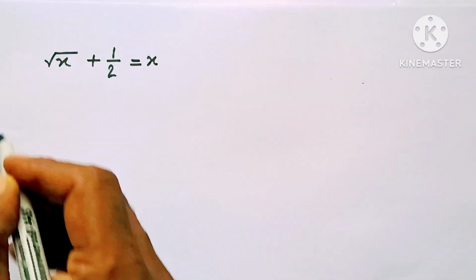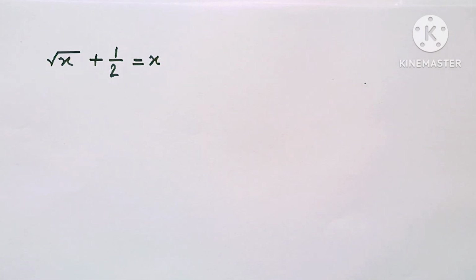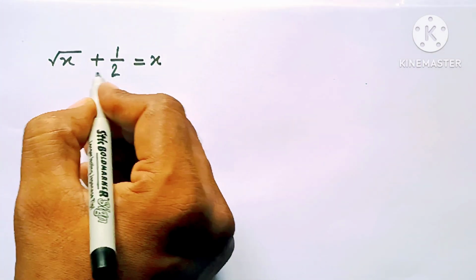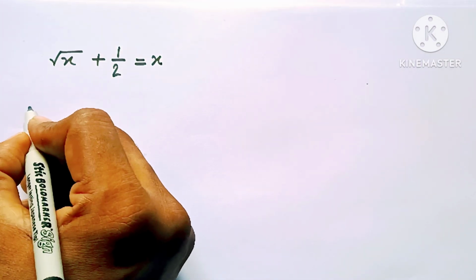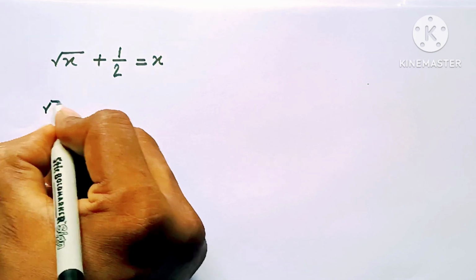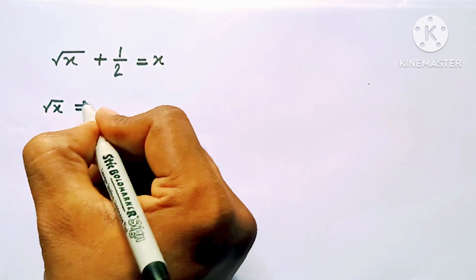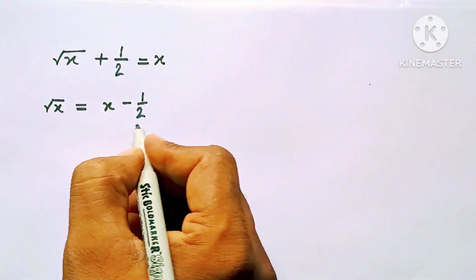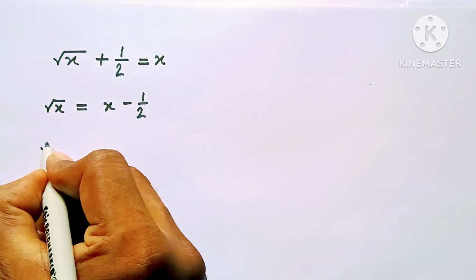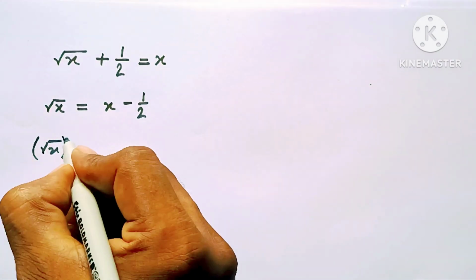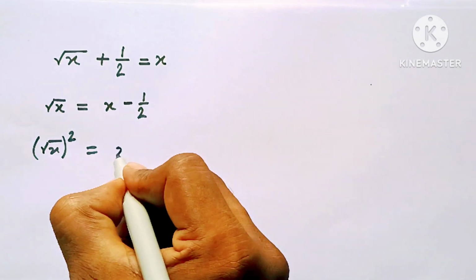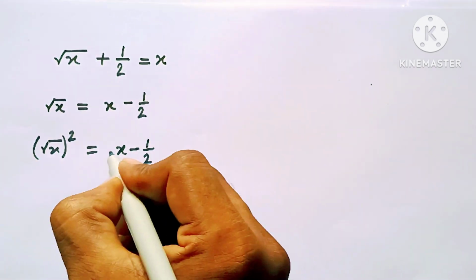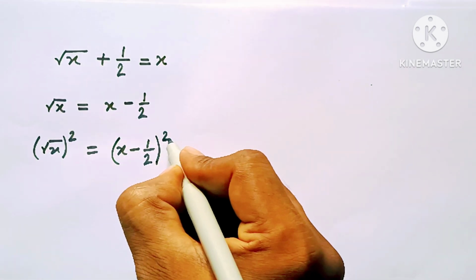Today we have this question: root x plus 1 by 2 equal to x. Let's solve. Here what I am going to do, I am putting root x on one side and the rest will be on the right side. And now I am putting a square on both sides. So here root x and then a square, and here x minus 1 by 2 and then a square.